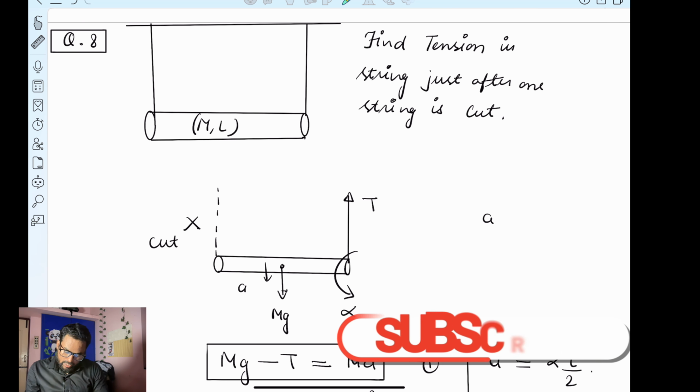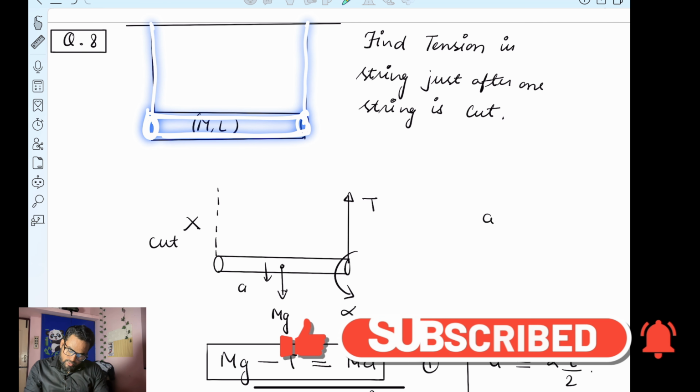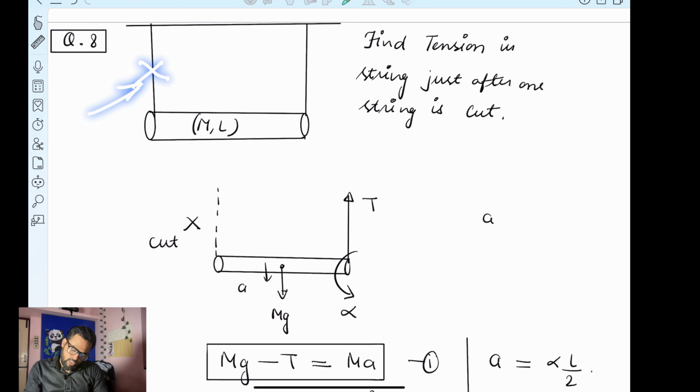The question says that we have a rod like this, mass m, length l, attached with two strings hanging like this. Find the tension in the string just after one string is cut. So one string we are cutting. So what would happen? What type of analysis are we going to do overall for this problem?